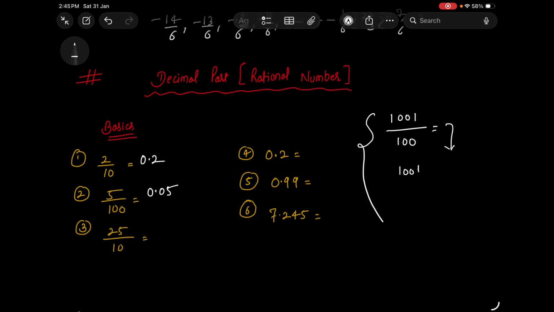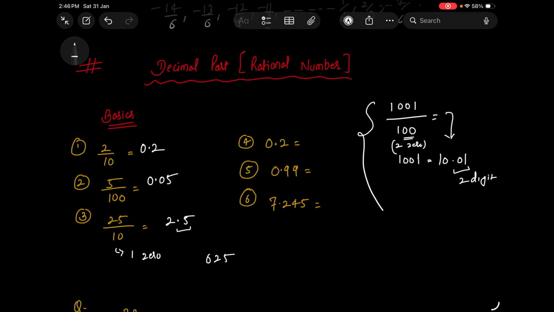First we write down the numerator as it is, then we count how many zeros are in the denominator. There are 2 zeros, so we place the decimal after 2 digits. In 20, there is 1 zero, so we put the decimal after 1 digit. If it is 625 upon 1000, there are 3 zeros, so we put the decimal after 3 digits.